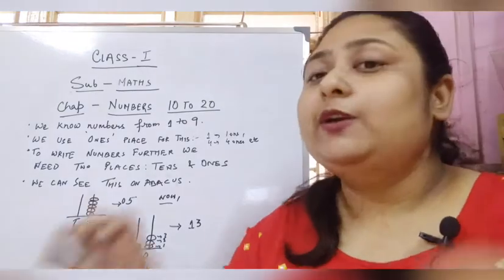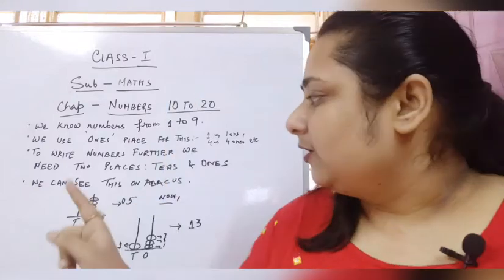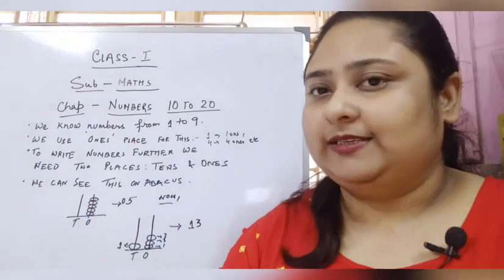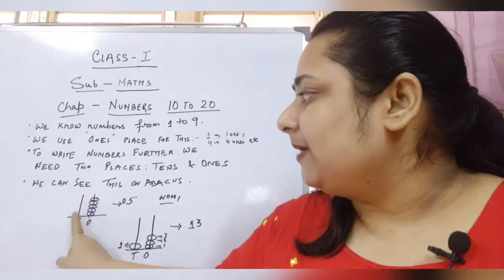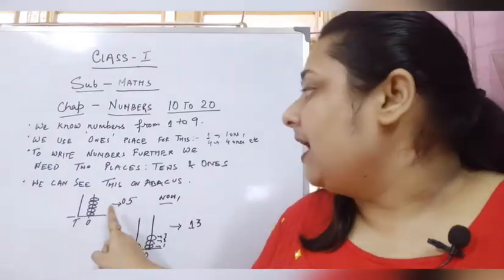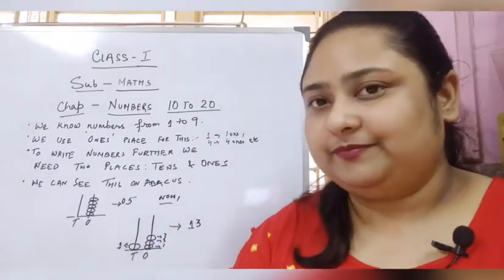If we want to depict only number 5, that is 5 ones. So at ones place, we will put only 5 beads. This depicts that the tens place has no digit and hence we put a 0 at the tens place and 5 beads in the ones place, so it becomes number 5.